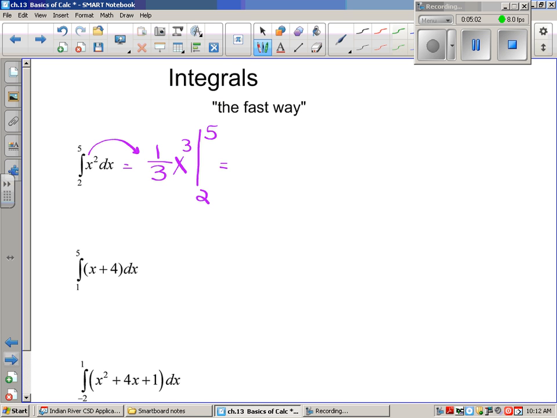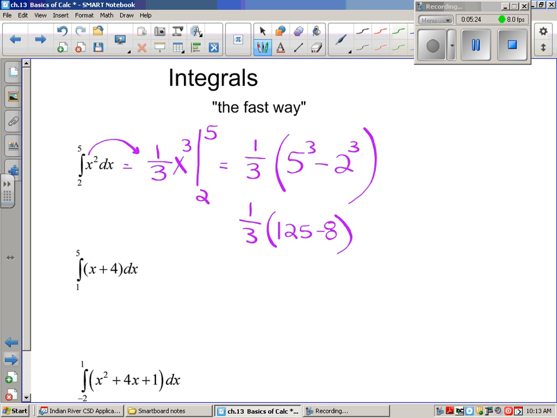Now all I have to do is I go like this, 1/3. I'm going to put that on the outside, just like you would have before. I'm going to take the highest term, if you remember, minus the lowest term. Check that out. That's actually the answer. We'd have 1/3. That would be 125 minus 8. 125 minus 8 is 117. So that's 1/3 times 117. When you divide, you'd get 39. That is the final answer.